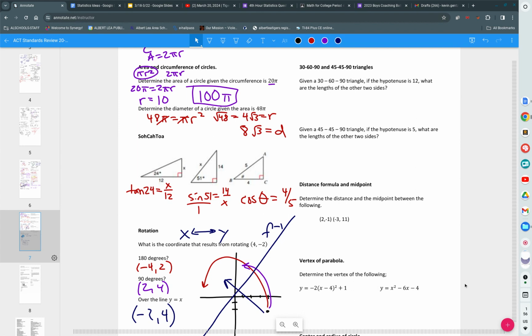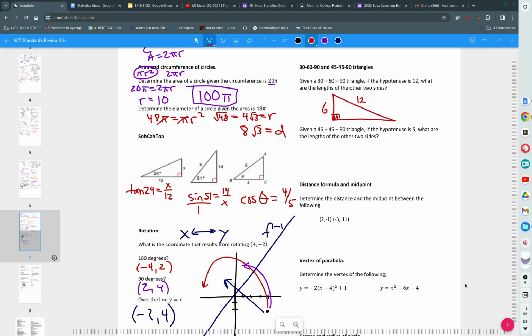Flip up to the top here. 30-60-90s. You will probably have a 30-60-90 question on your test. It says the hypotenuse is length 12. Do you remember how we find the other sides in a 30-60-90? Does anybody know what the shortest side is going to be? Half of 12, which is 6. In a 30-60-90, the shortest side is always half the hypotenuse.